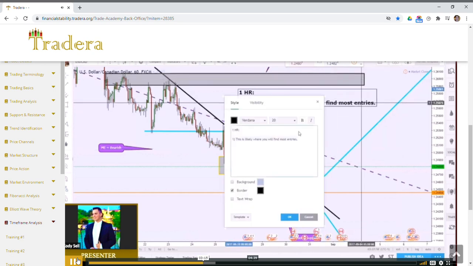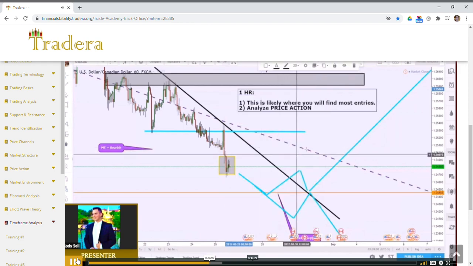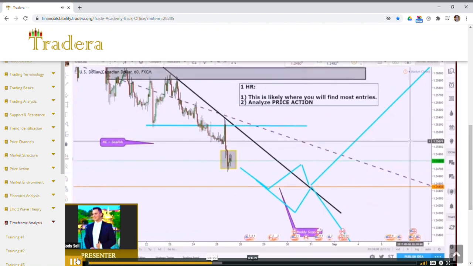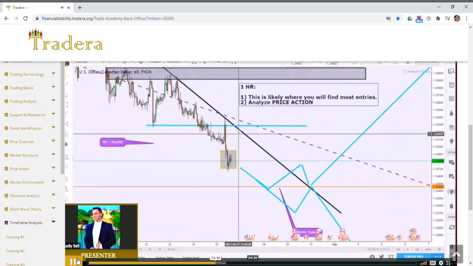And the second thing about the hour is that I want you to analyze price action. All right, this is the fundamental principle behind pretty much every successful Forex trader in the world: an incredible understanding of price action. So what is price telling you? The first thing, guys, the first thing.